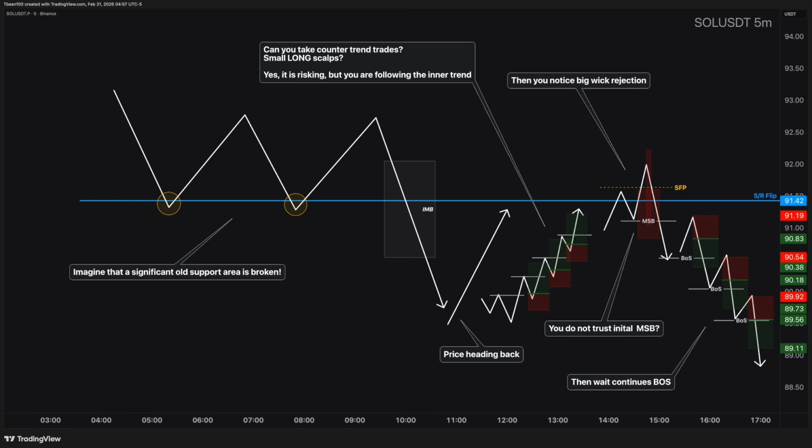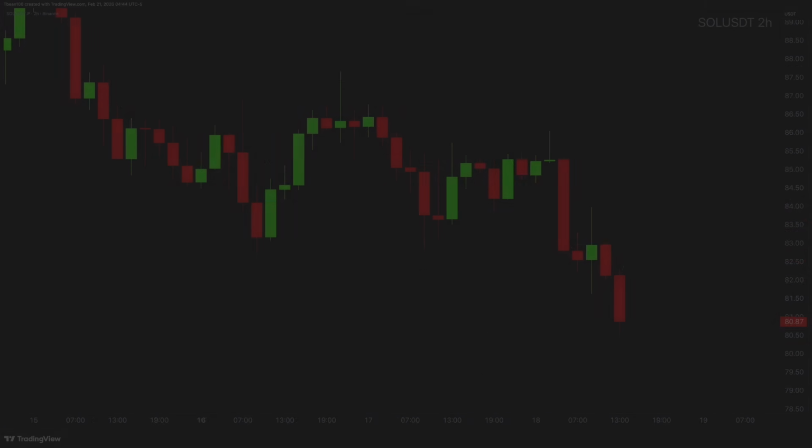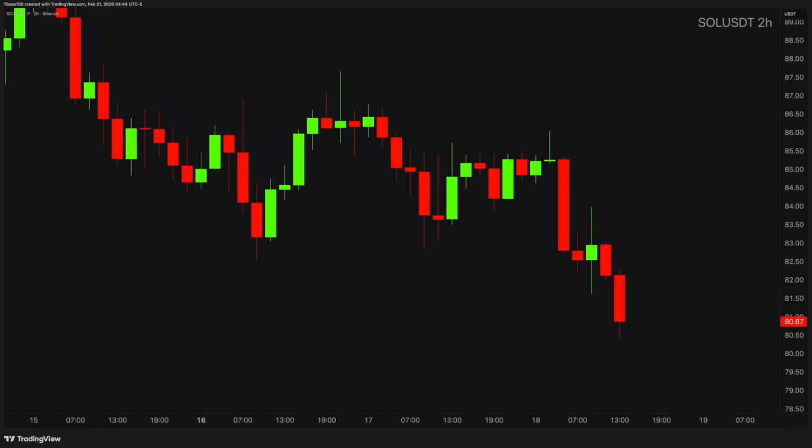As you can see, what you are really doing here is playing both sides of the game. You take the riskier longs during the pullback, and then you focus on better, higher quality shorts once everything lines up. Now let's take a look at a couple of real examples directly on the charts.